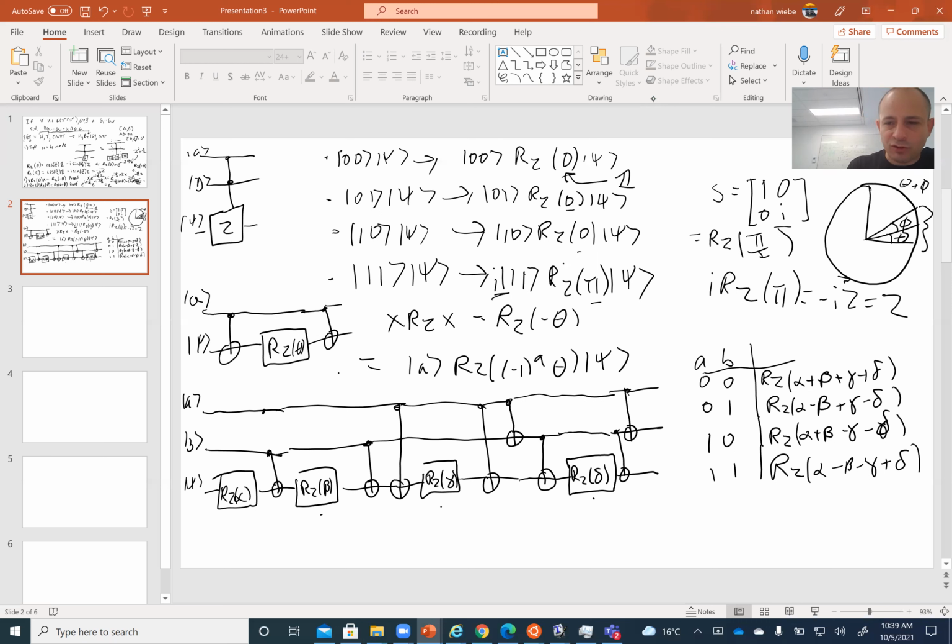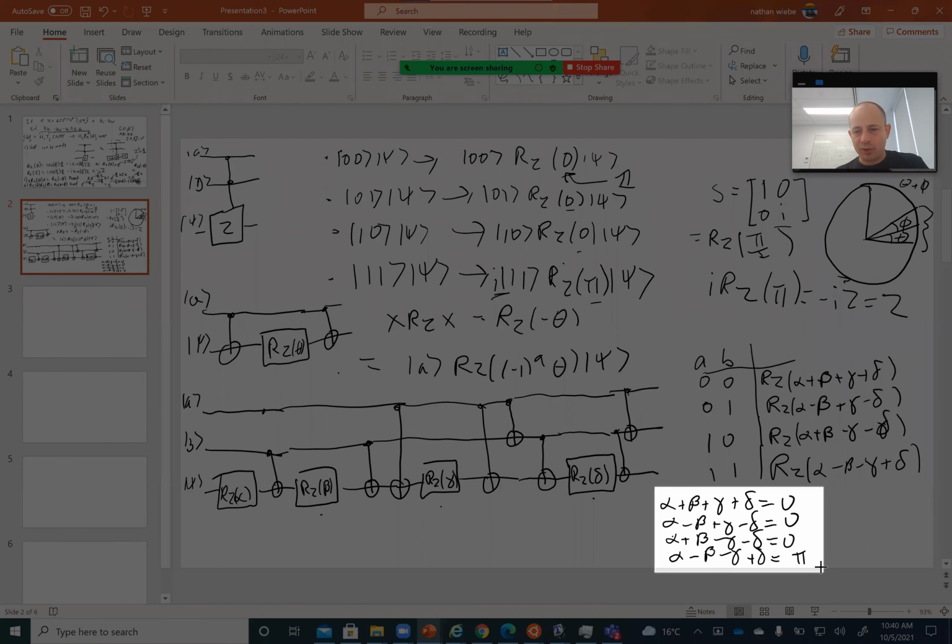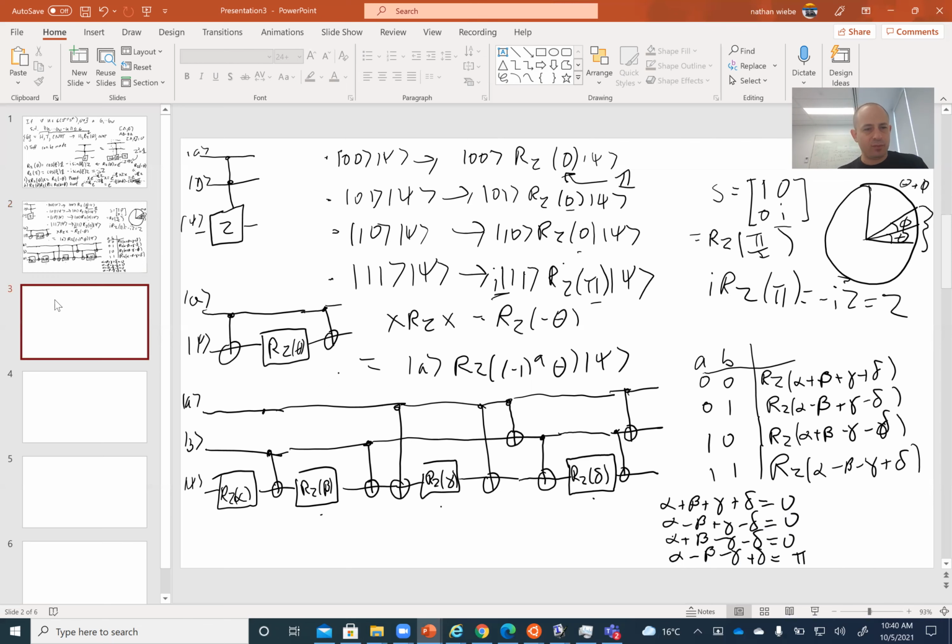Okay, now from these expressions at the top, we end up getting 4 equations. The equations are alpha plus beta plus gamma plus delta equals 0. Alpha minus beta plus gamma minus delta equals 0. Alpha plus beta minus gamma minus delta equals 0. And just to be different, we have alpha minus beta minus gamma plus delta equals pi. Okay, those are our 4 equations, and we have 4 unknowns. So we'd like to be able to go through and solve this.